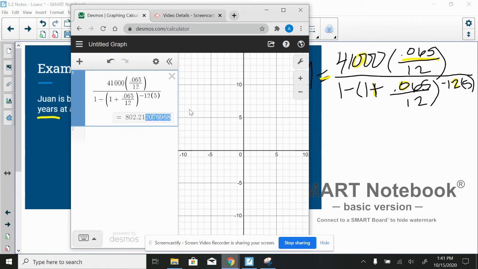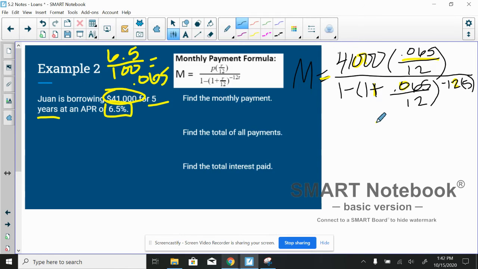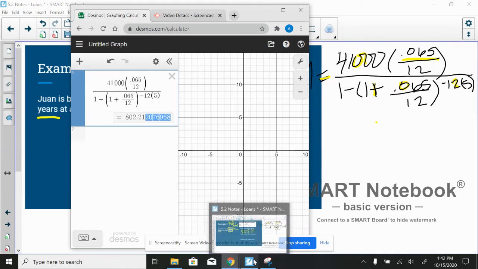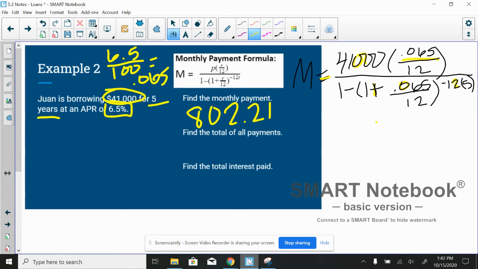And I am going to round to 2 decimal places. 0.212 is going to round to 21 cents. So 802.21. That's the monthly payment. Making sure I typed that right. And I did.